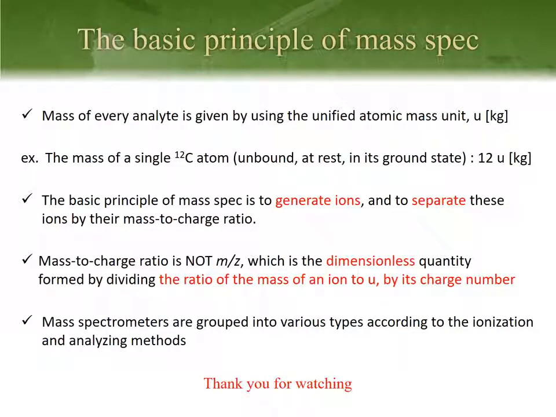This is the summary of this video, the basic principle of mass spec. Mass of every analyte is given by using the unified atomic mass unit, U, kilogram. The mass of a single carbon-12 atom, which is unbound, at rest, and in its ground state is 12 U kilograms. The basic principle of mass spec is to generate ions, and to separate these ions by their mass-to-charge ratio. The mass-to-charge ratio is not m/z, which is the dimensionless quantity, formed by dividing the ratio of the mass of an ion to U, and by its charge number.